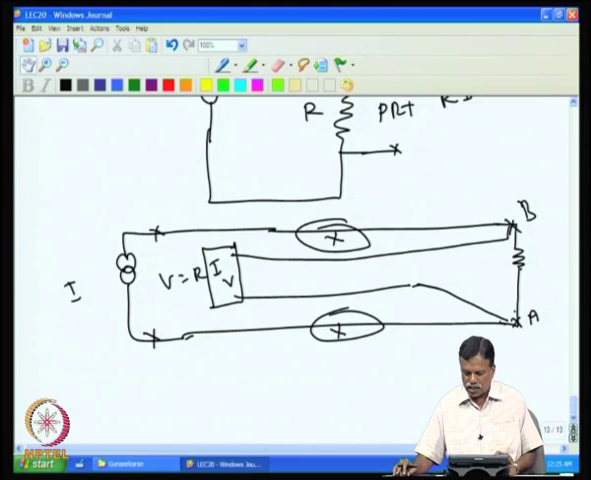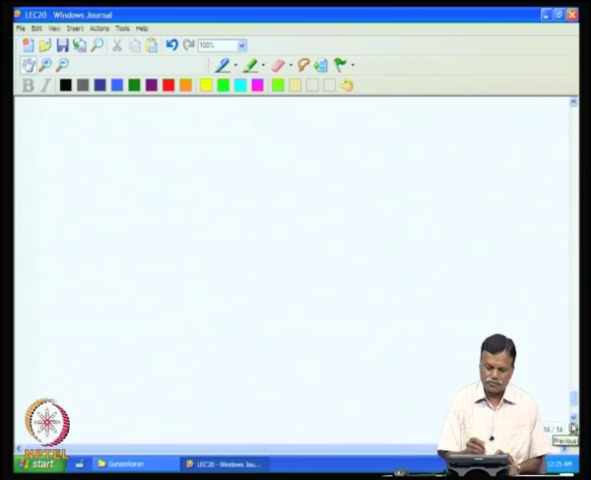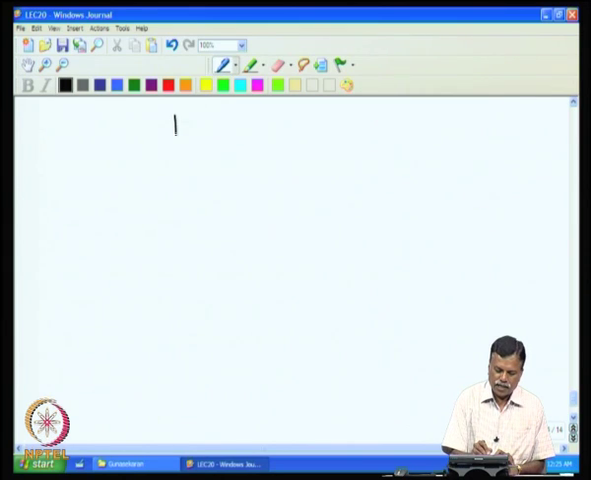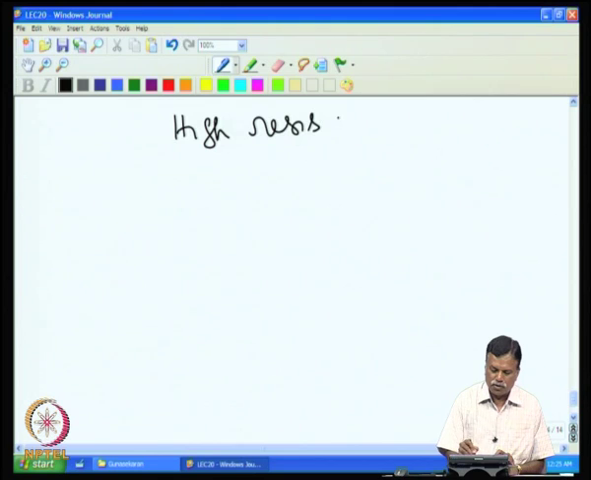For example, if we use a constant current source, high resistance measurement, megohm or 10 megohm or 100 megohm resistance, high resistance measurement.